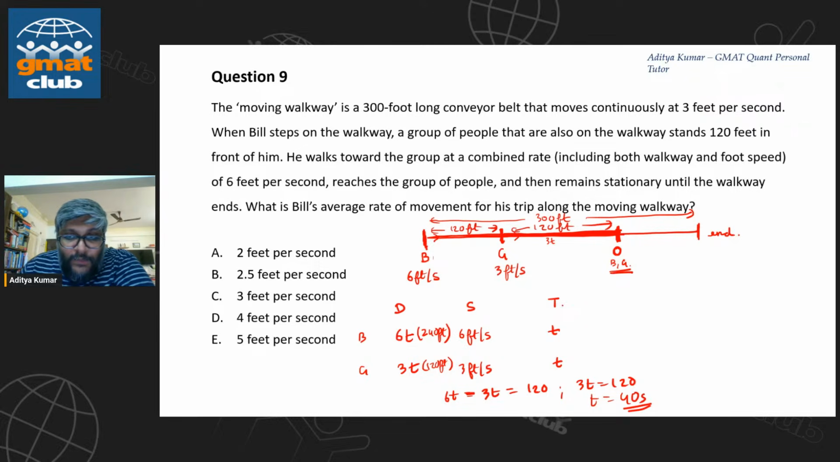Now what does Bill do after he reaches the group? He stands and he moves along with the walkway towards the end. So now both Bill and the group are moving at 3 feet per second. And what is the remaining distance that they both have to cover?